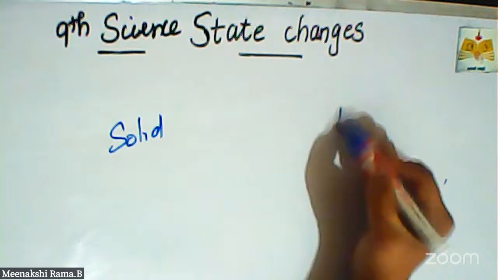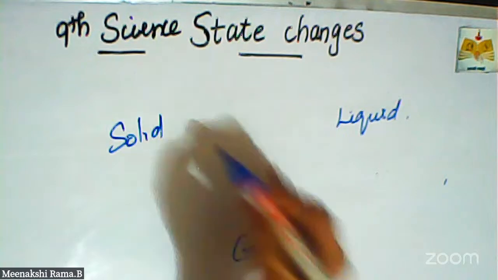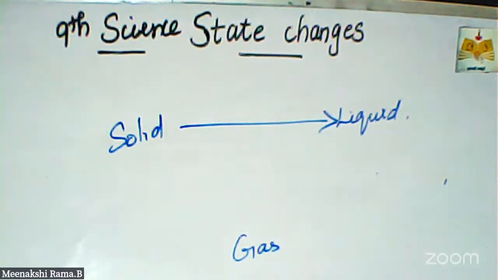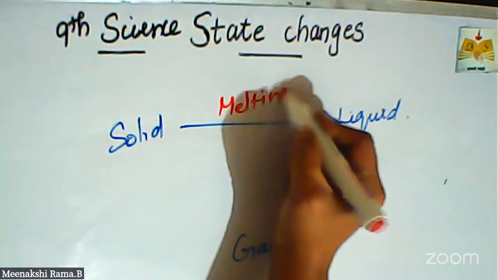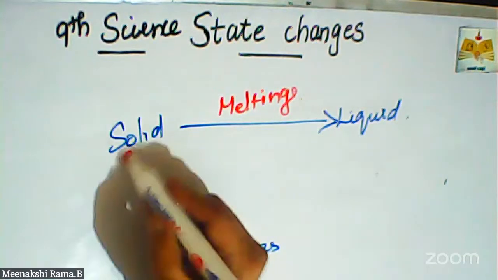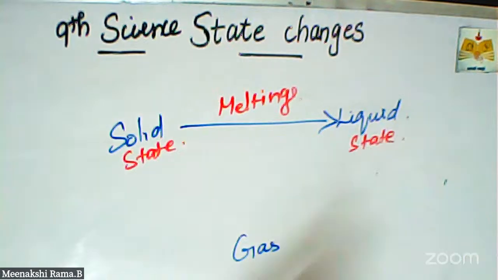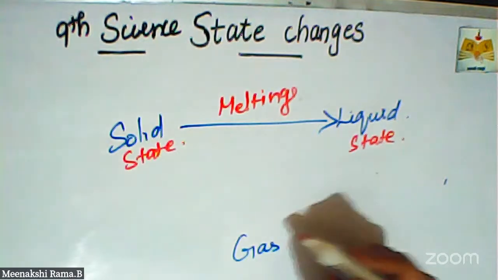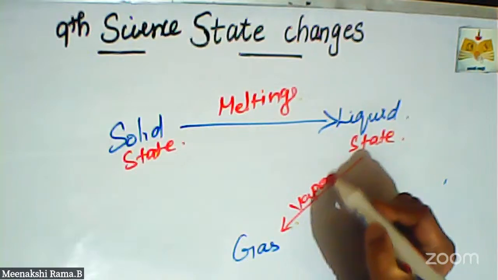Solid, liquid and gas. First process: solid state is changed into liquid state. That is called the melting process. So the solid state is changed into liquid state. That process is called melting point. Liquid state is changed into gas. This is called vaporization.